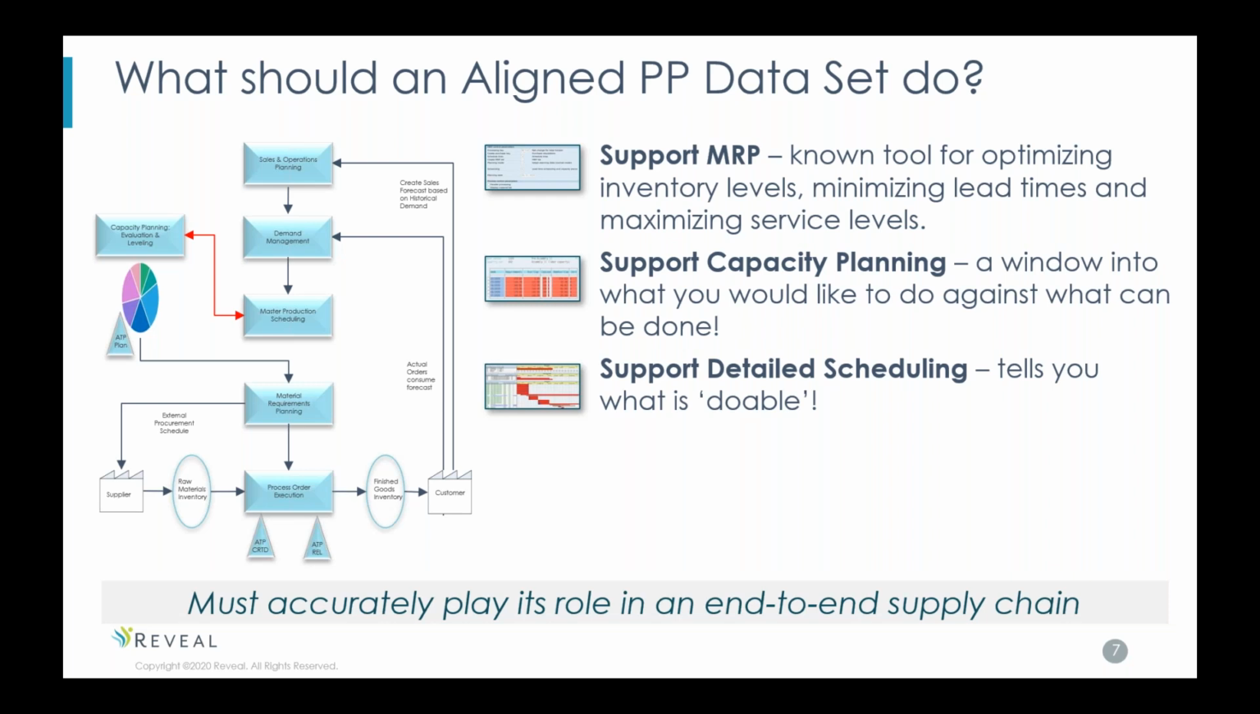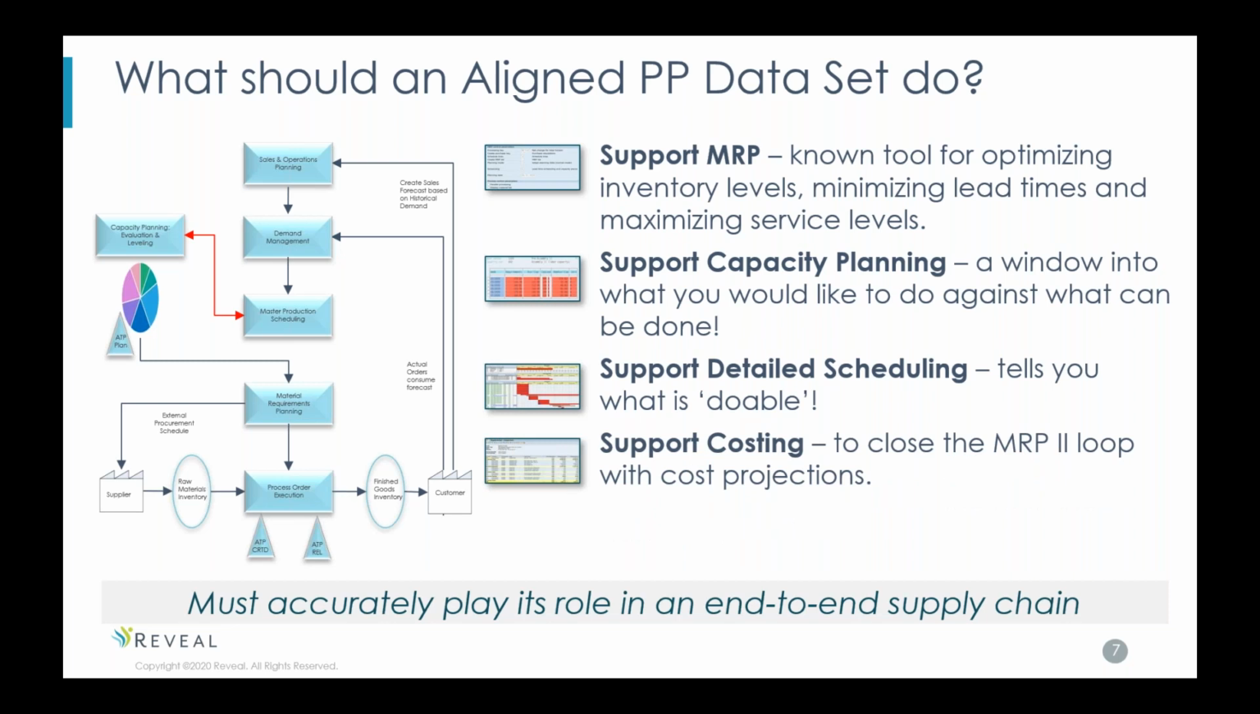I also would like to think of an aligned set of master data as supporting that costing process, right? Closes the loop. You have the MRP2 loop, which is that feedback loop for your cost projections. What you thought you were going to make and what you actually did, and obviously able to compare what those costs were. Yes, to define, if you like, what your cost of goods manufactured are.